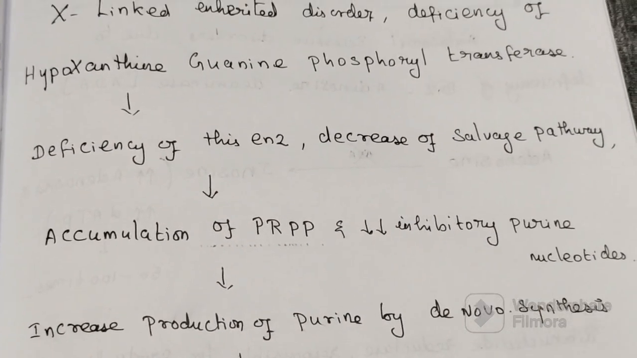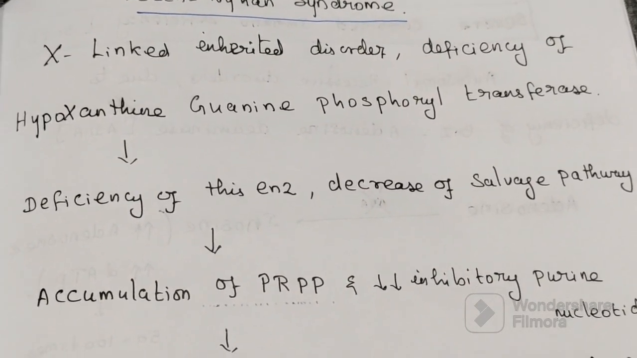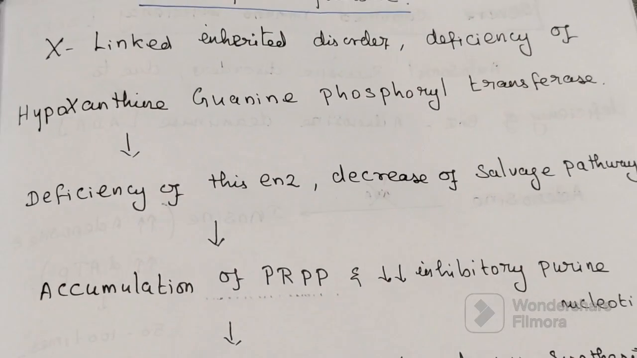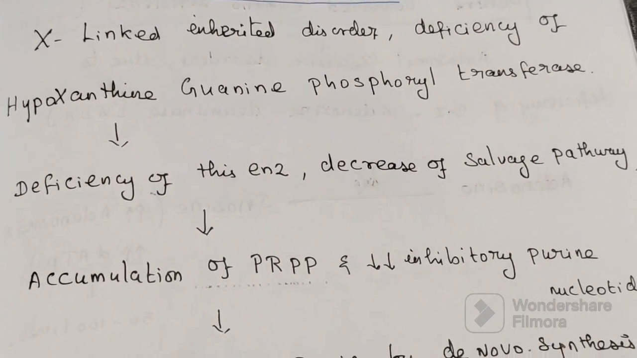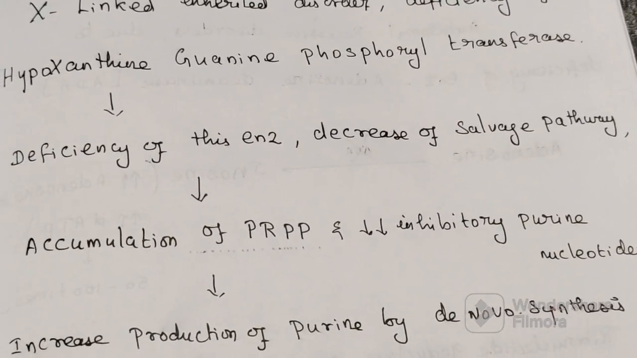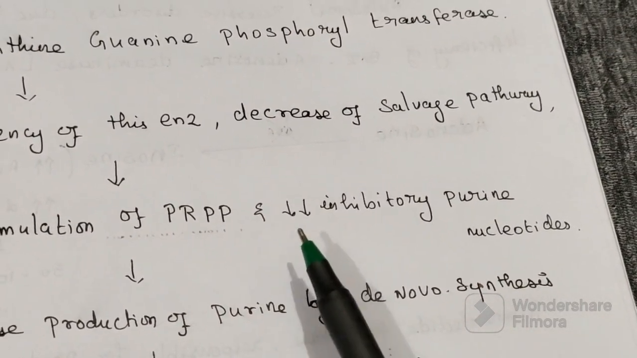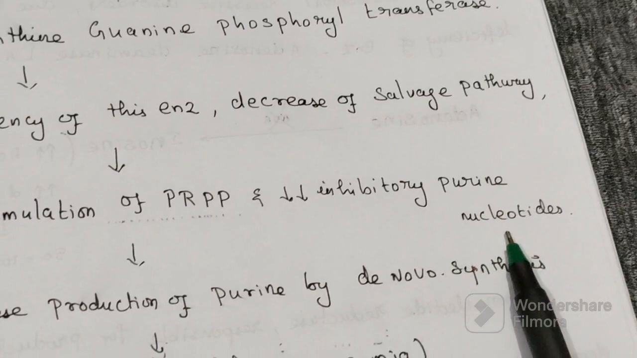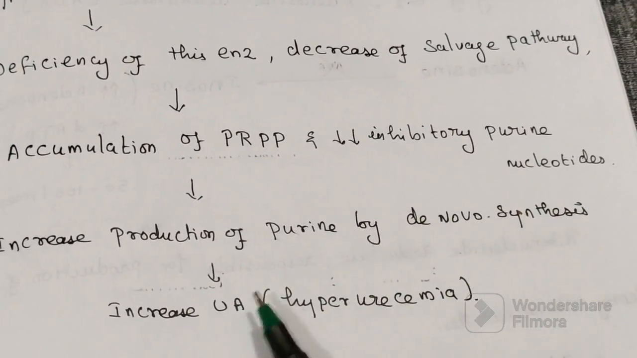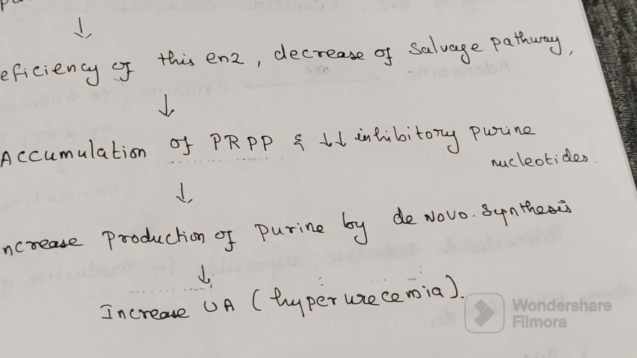So here, what is the condition? It is an X-linked disorder because of deficiency of the hypoxanthine guanine phosphoribosyl transferase enzyme. Deficiency of this enzyme decreases the salvage pathway. After that, accumulation of PRPP decreases inhibitory purine nucleotide. So there is increased production of purine by de novo synthesis. So the increased amount of uric acid causes hyperuricemia.